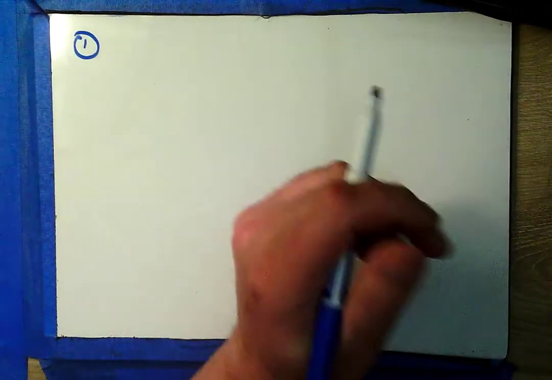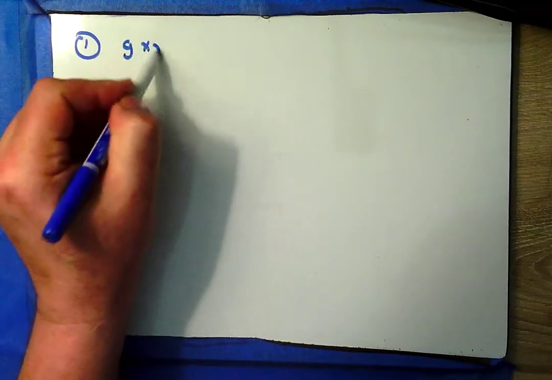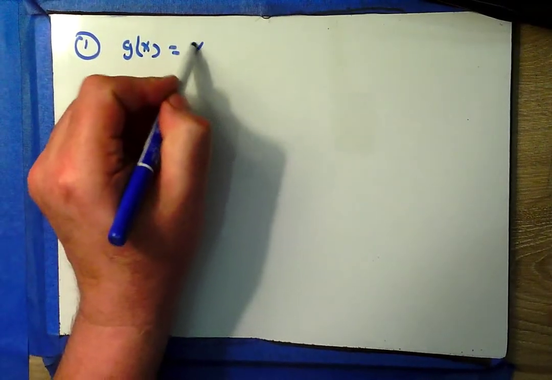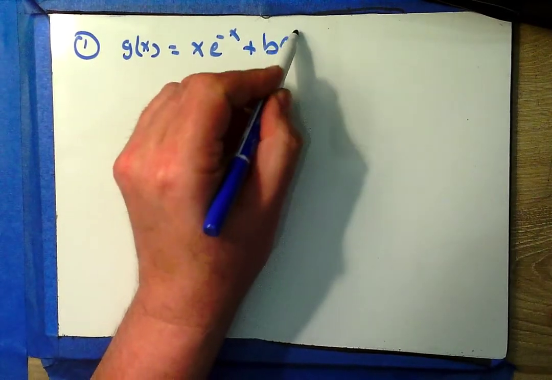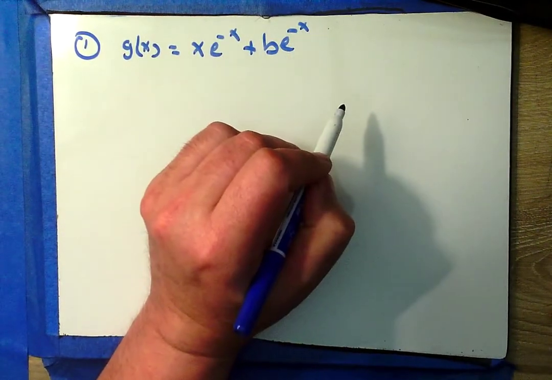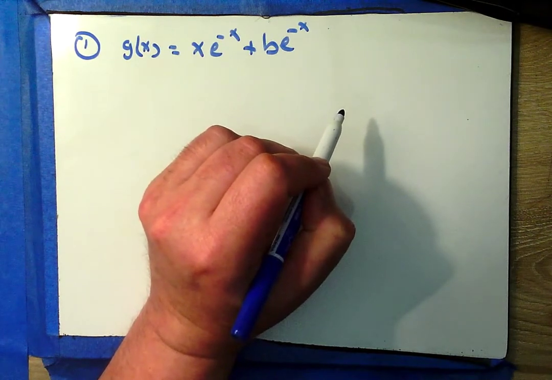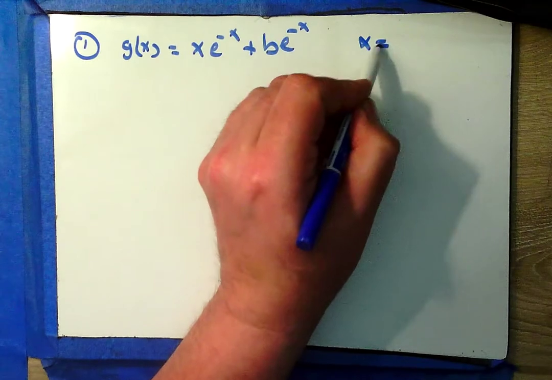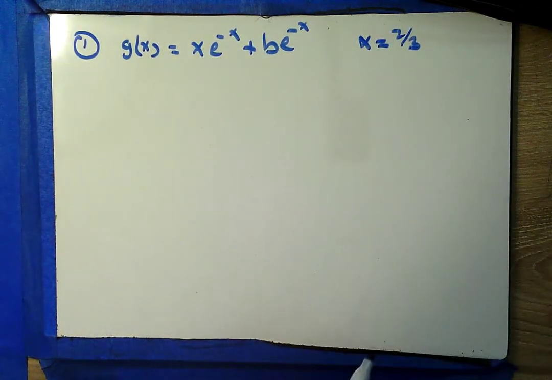College Board optimization problems. Can't wait, let's go. Number 1. Okay, so here we're given g of x equals x e to the minus x plus b e to the minus x, where b is a positive constant. For what value of b does g have an absolute max at x equals 2/3? Remember to justify your answer.